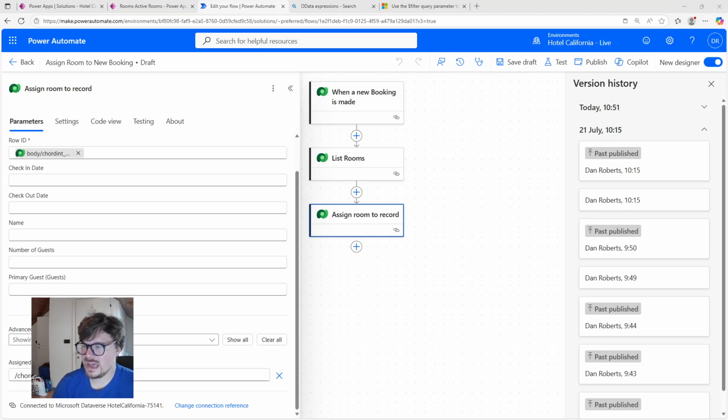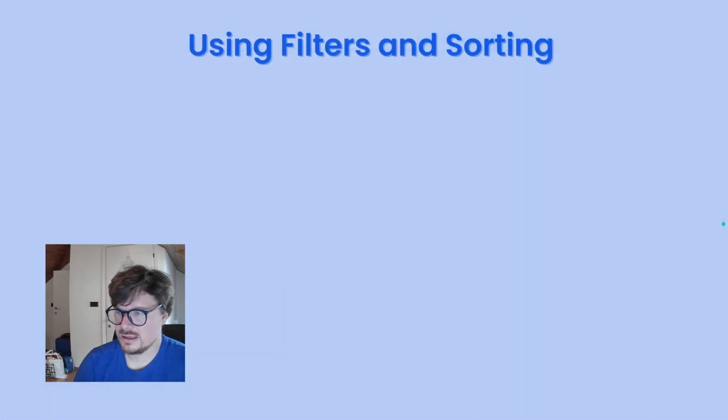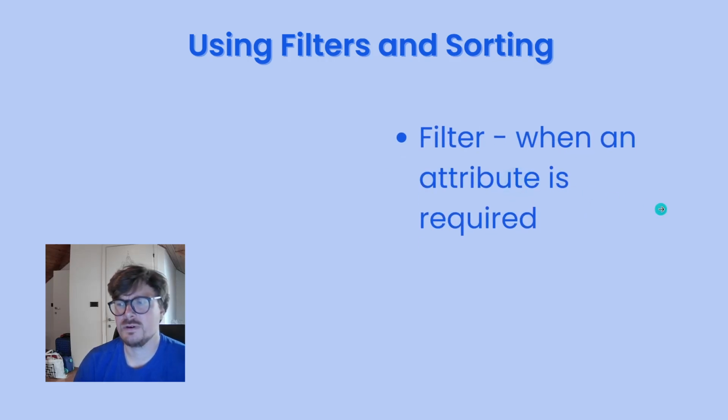So what we can do is use filtering and sorting to do this. We can use filtering when an attribute is absolutely required. So for example, if someone requires disabled access, then there's no point assigning them a room on the 5th floor. We have to assign them a room where disabled access is available.